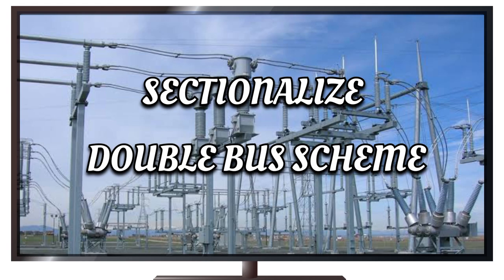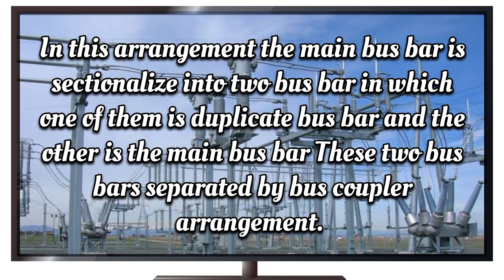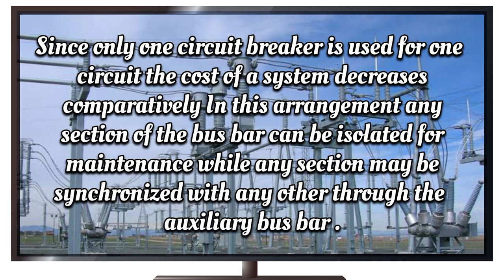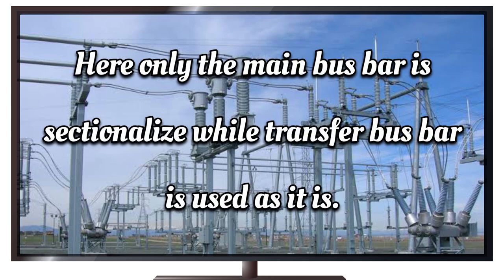Sectionalized double bus scheme. In this arrangement, the main bus bar is sectionalized into two bus bars, in which one of them is a duplicate bus bar and the other is the main bus bar. These two bus bars are separated by a bus coupler arrangement. Since only one circuit breaker is used for one circuit, the cost of the system decreases comparatively. In this arrangement, any section of the bus bar can be isolated for maintenance while any section may be synchronized with any other through the auxiliary bus bar. Here only the main bus bar is sectionalized while the transfer bus bar is used as it is.